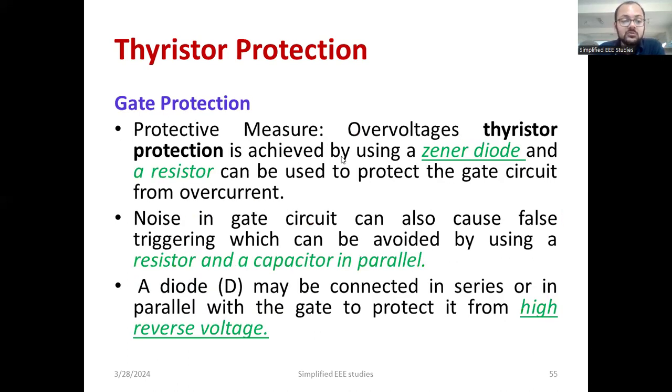We can use a Zener diode. A Zener diode operates in the reverse breakdown condition, in the third quadrant. So you can go ahead with it for the thyristor.